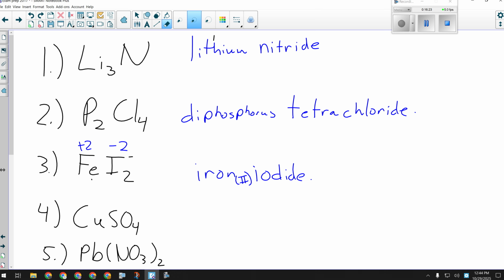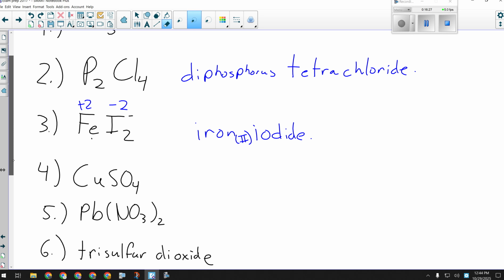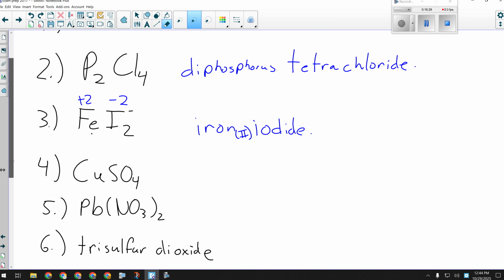Okay. All right, number 4, ionic or molecular? Ionic. This one, though, has what in it? A polyatomic ion. Okay, that doesn't really change the rules very much. I still write the name of the metal, copper, the name of the non-metal, this time it would be the ion, sulfate.